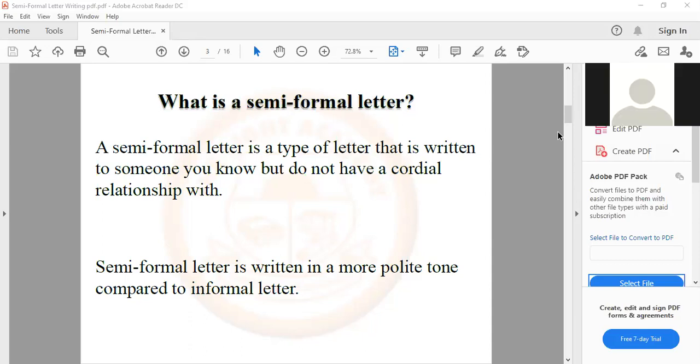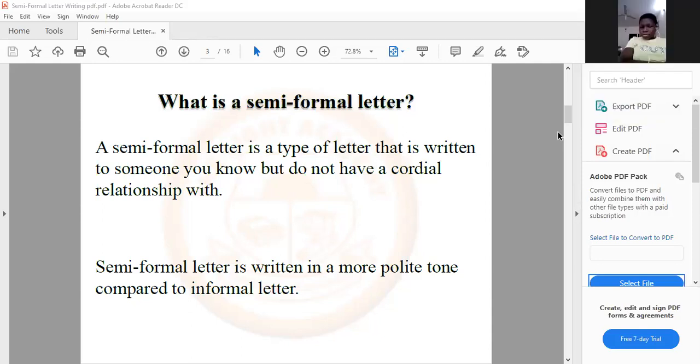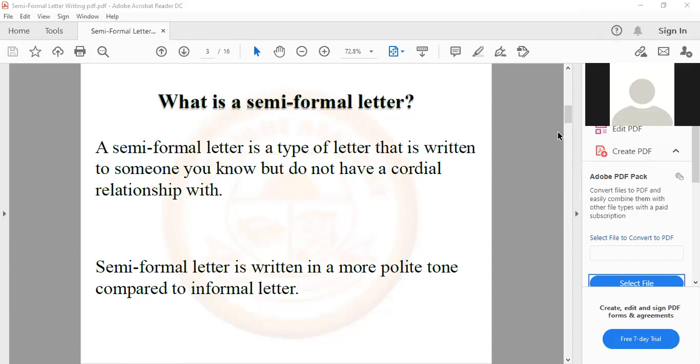Writer's address. Date of the letter. Perfect. Salutation. God bless you. Body of the letter. Okay, which is made up of? The body of the letter is made up of introduction, main content, and conclusion. So from there, we go to? Subscription and writer's name, or name of the writer. God bless you.